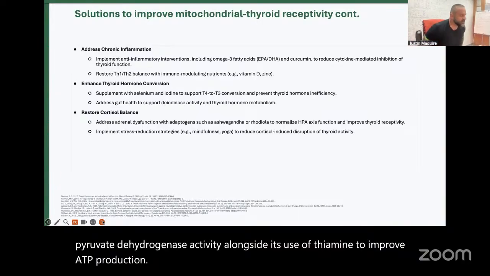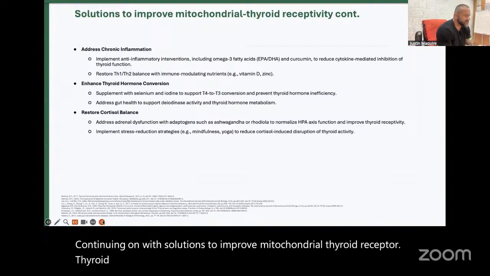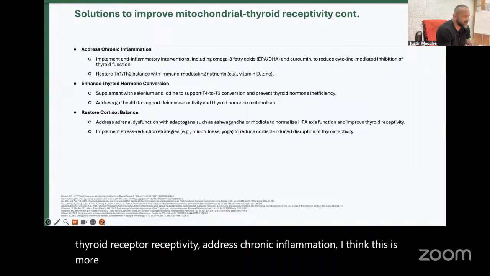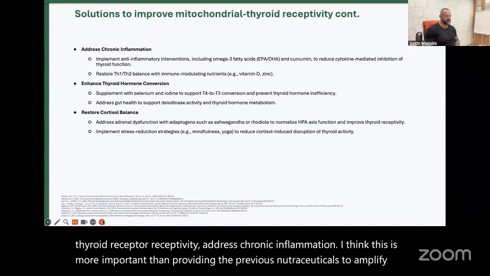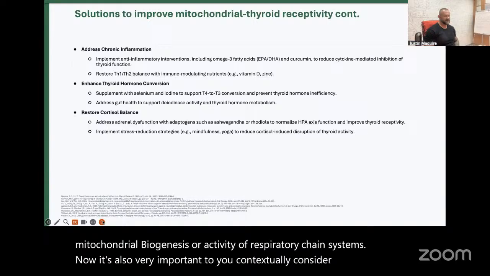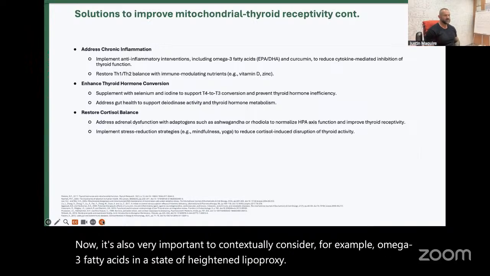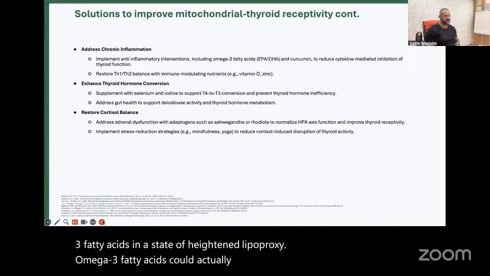Continuing on with solutions to improve mitochondrial thyroid receptor receptivity, address chronic inflammation. I think this is more important than providing the previous nutraceuticals to amplify mitochondrial biogenesis or activity of respiratory chain systems. Now, it's also very important to contextually consider, for example, omega-3 fatty acids. In a state of heightened lipid peroxidation, omega-3 fatty acids could actually worsen the outcome of that, as they are more vulnerable to oxidative stress.